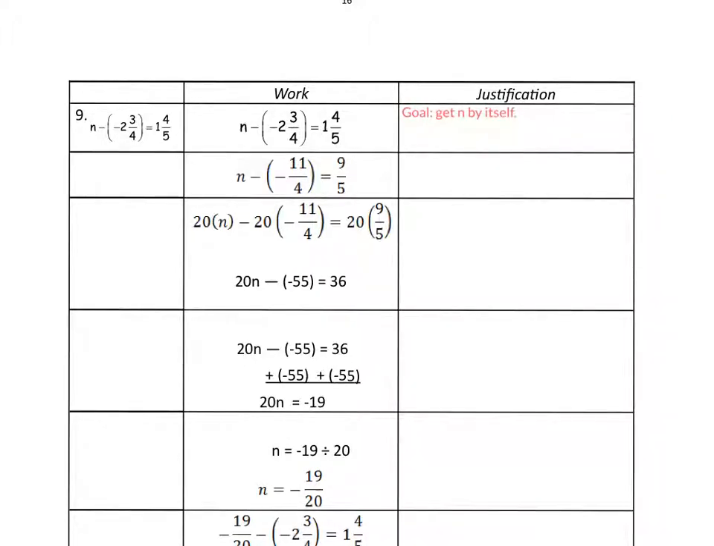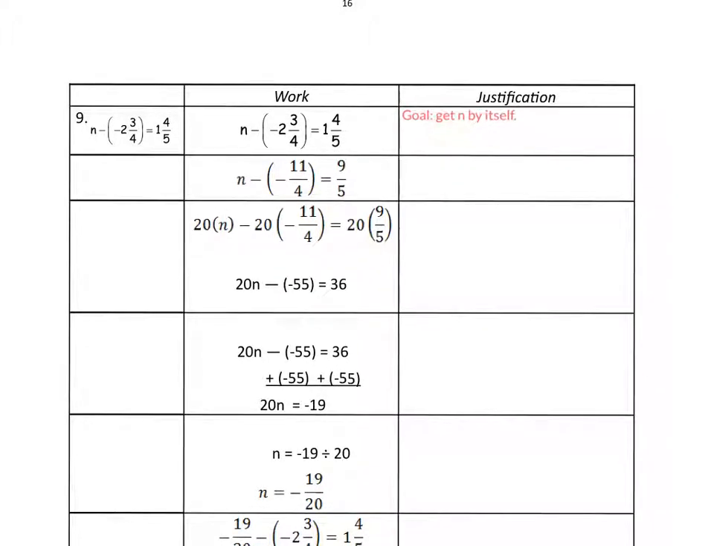Now let's take a look at the second step. In the second step, what did we do? Well, what's different between the first one and the second one? Notice that negative 2 3/4 became negative 11/4. So what we did was we made the negative 2 3/4 mixed number improper. If you want to write negative 2 3/4 instead, that's fine. I can't type in negative 2 3/4, so that's why I just wrote it that way.